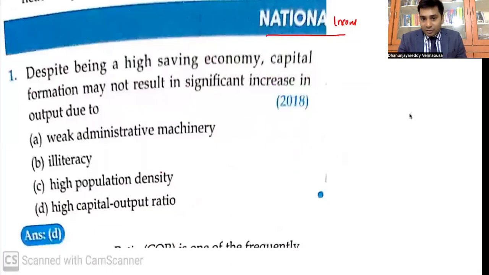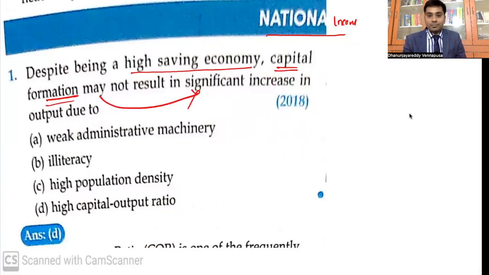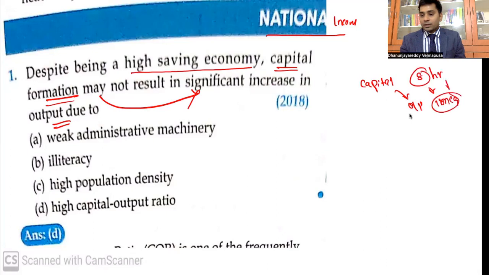Despite being a high saving economy, capital formation may not result in significant increase in the output. This is due to, look at the question, despite having a high saving economy, we are having high savings, but despite this capital formation is not resulting in significant increase in the output. So capital is invested but output is not coming. We are studying for 8 hours but we are not able to solve one question in MCQs. This is capital investment but output is very low. Why? This is the question.